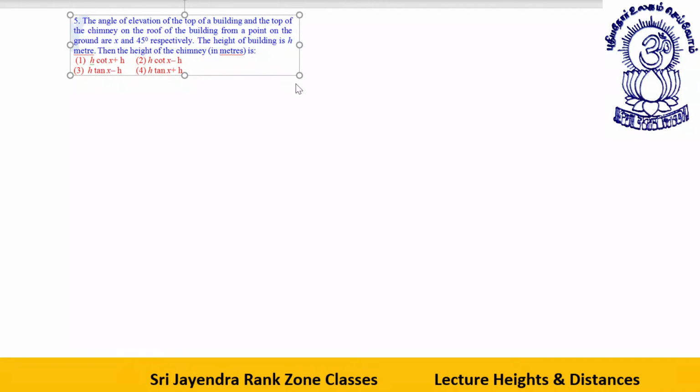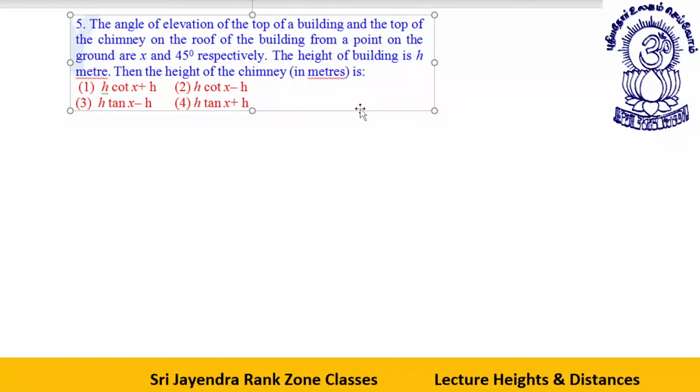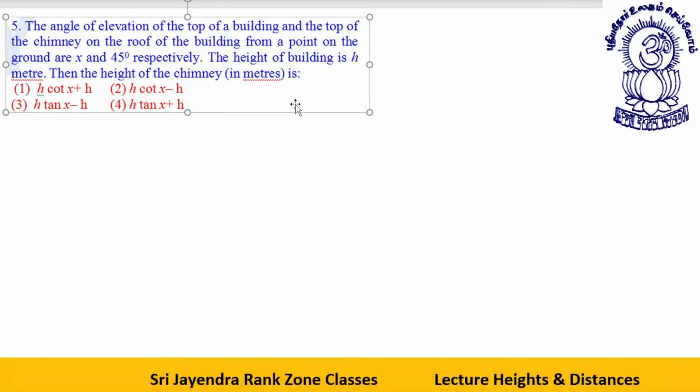The next question we have is this one. The angle of elevation of the top of a building and the top of a chimney on the roof of the building from a point on the ground are x and 45 degrees respectively. The height of the building is h meters. Then the height of the chimney is 5 meters. It is like, let me draw a triangle to explain it to you.